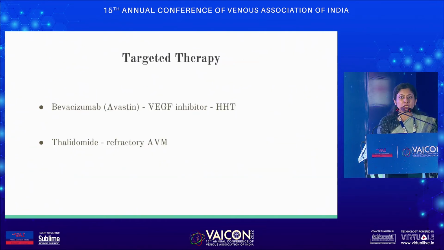These two drugs have been used since 2010 onwards for various indications, especially in hereditary hemorrhagic telangiectasias. However, compliance was poor, and all the symptoms would recur as soon as the drug was stopped. Thalidomide also had its own complications, but it could be used in refractory AVM.